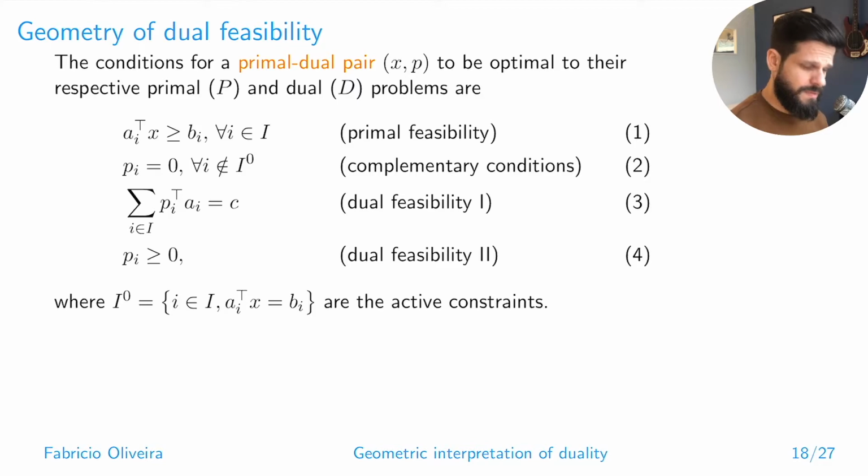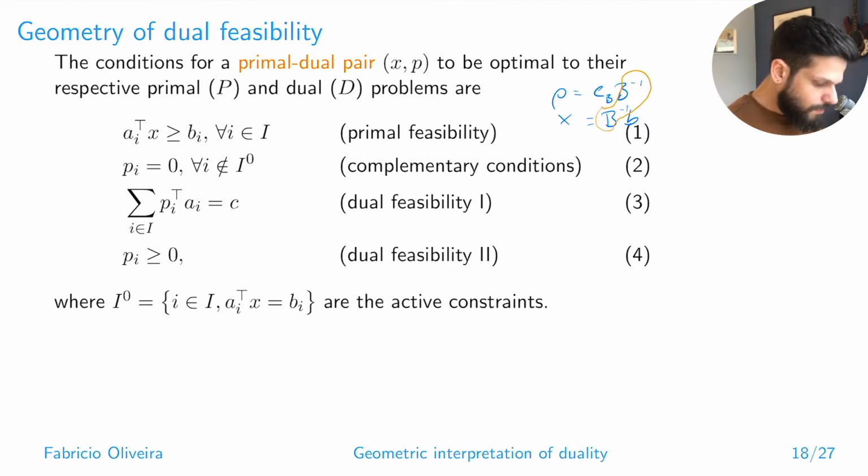We will see in the next video the relationship between these two: for a given basis B for x, you can look at p as being c_B B^-1, and you can calculate your x, we know, by B^-1 b. So this is the connecting term between the two. That's how you form a primal-dual pair.